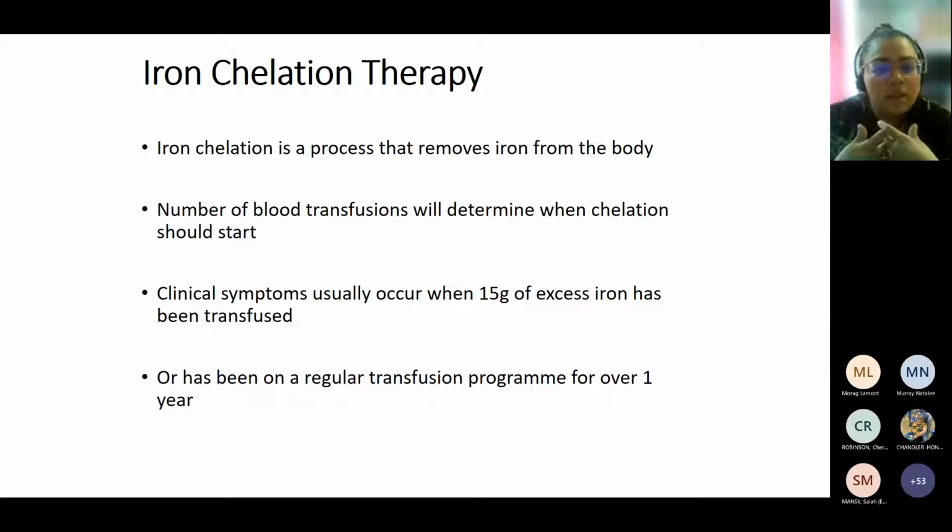Clinical symptoms of someone having excess iron overload would probably begin around 15 grams of iron, but this depends and also differs slightly between a thalassemia patient and a sickle cell patient. If they've been on regular transfusions for a year, assuming that iron has built up, you would consider putting them on chelation, and then do the MRI scans.